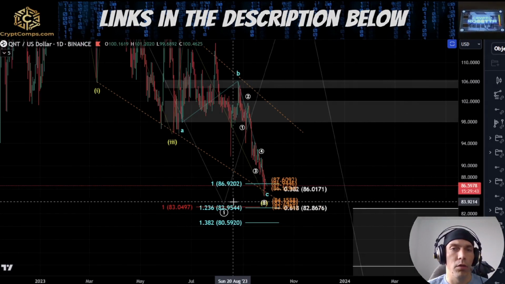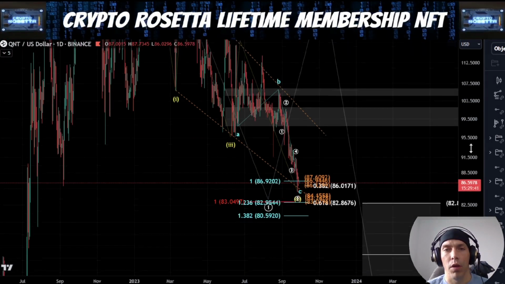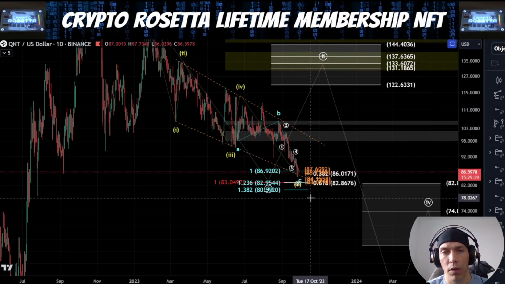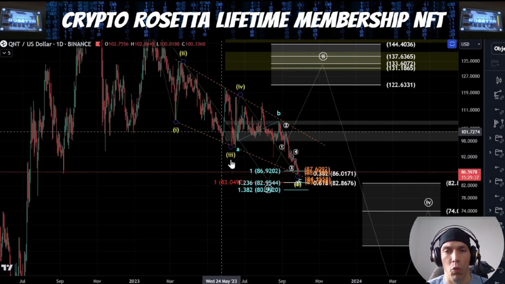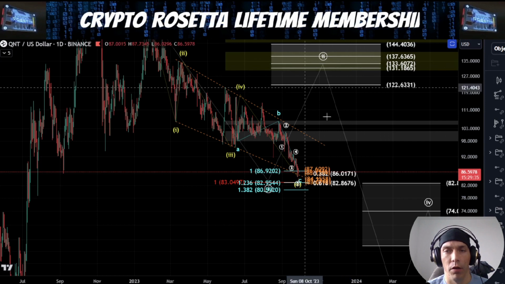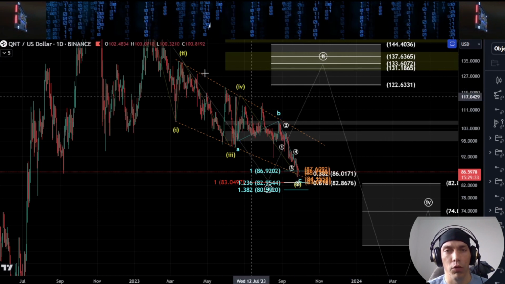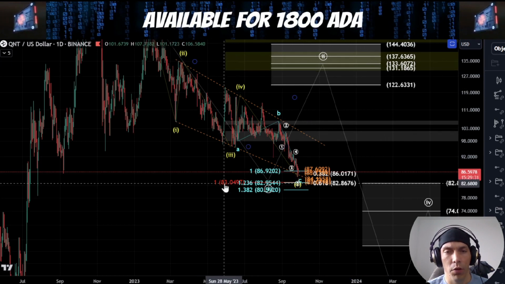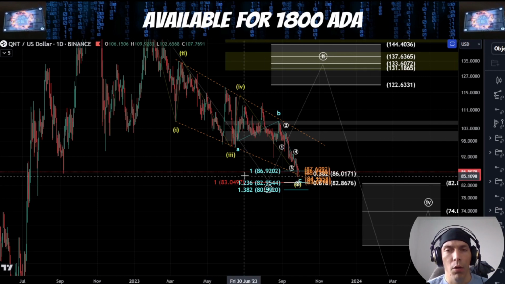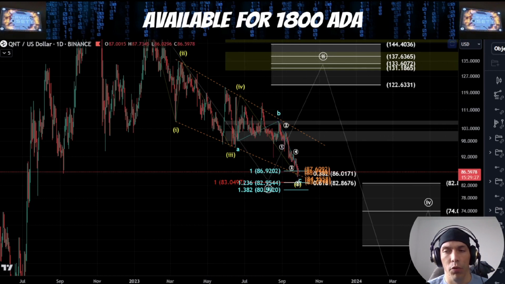Now, invalidation of this as a diagonal would actually come by crossing this $83 here, and if we cross $83, then the probability is that we're actually getting some extension within these waves, and we have to be careful of the more bearish case, which is this white count over here. So we need to be just a little bit cautious that if we do start to push past this 83.04, we could be experiencing a bigger push to the downside.